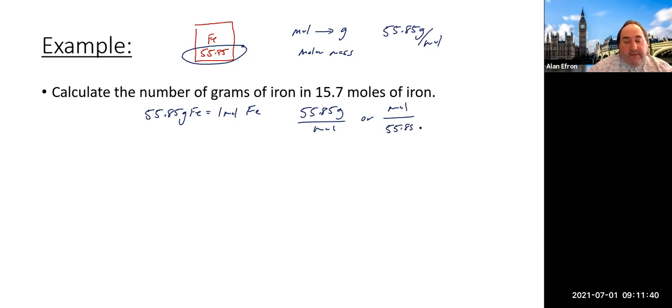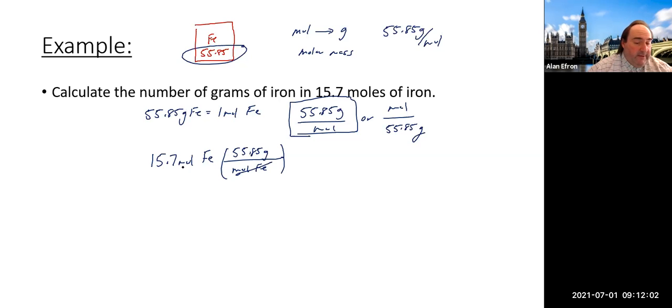If we do it that way, we are starting with 15.7 moles. We want to get rid of moles, so we are going to use a conversion factor like that, setting it up so we can see all our units canceling like we should be doing. That gives us 55.85 grams, and the moles cancel. We take 15.7 times 55.85, which gives us 876.845. The units are grams of iron.